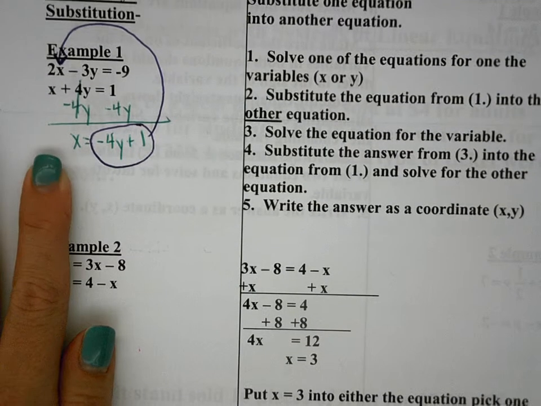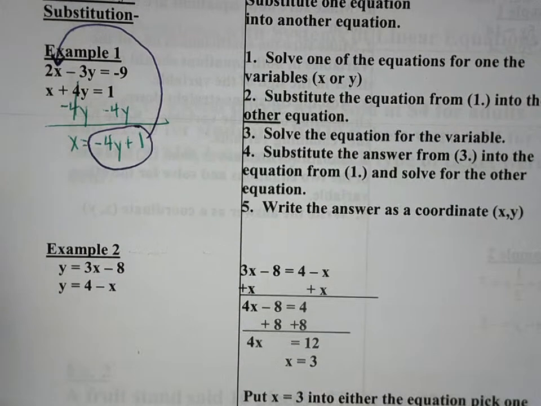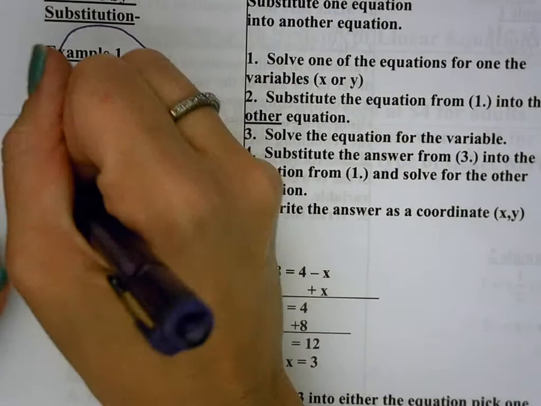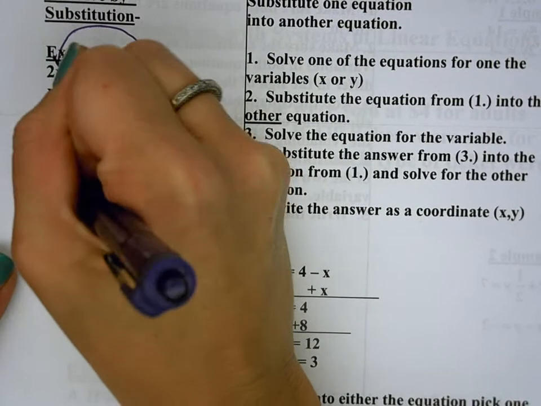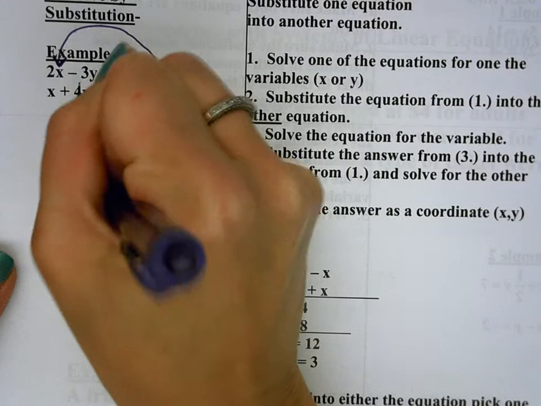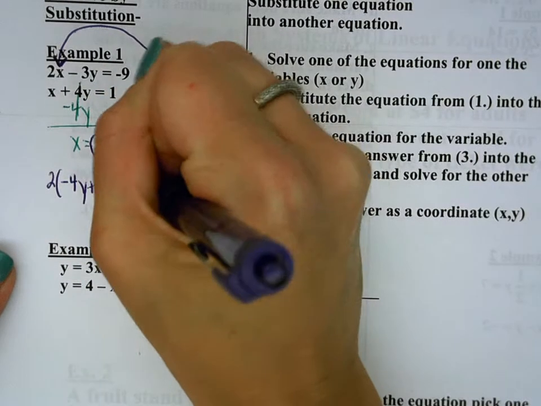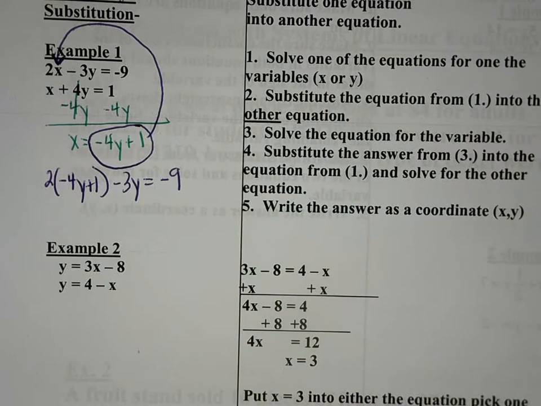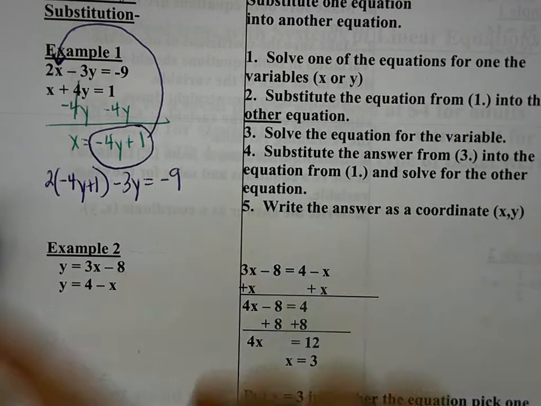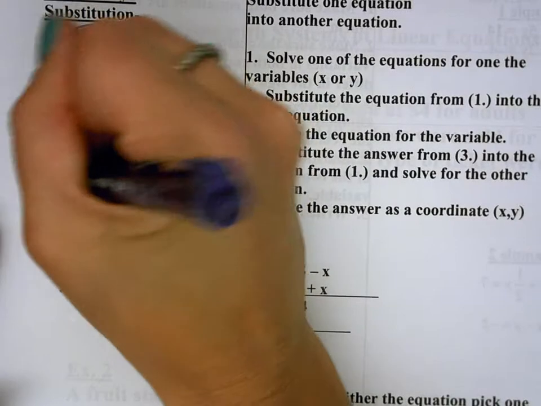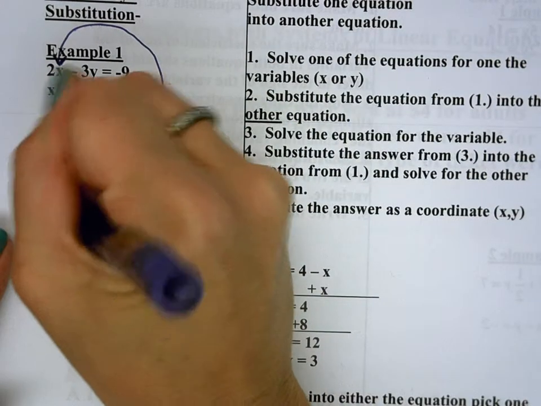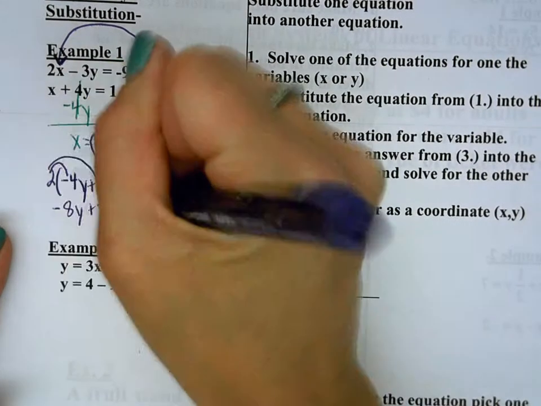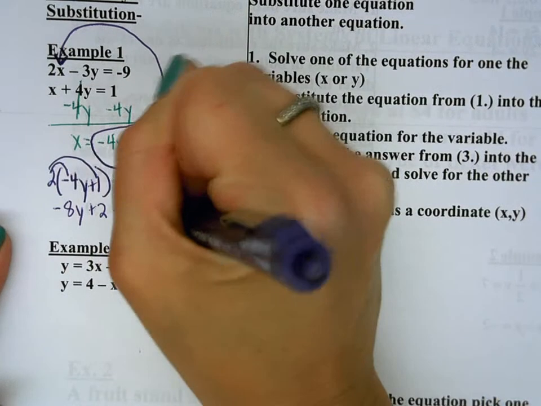You have to multiply the 2 by negative 4y. Yes, you do. So we plug it in, and we have 2 times negative 4y plus 1, minus 3y equals negative 9. We are going to distribute the 2 through here, and we get negative 8y plus 2 minus 3y equals negative 9.